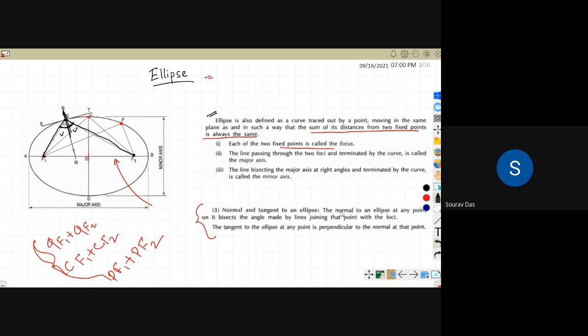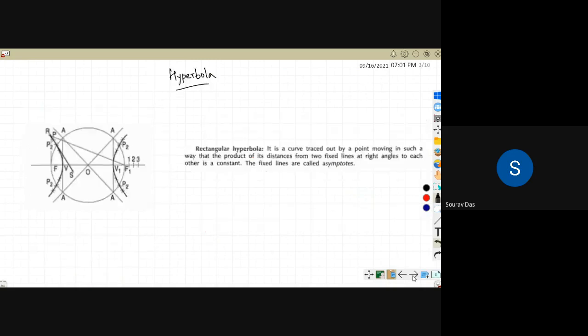Now for parabola, the only thing to remember is that for parabola e is equal to 1. So next we move to hyperbola.